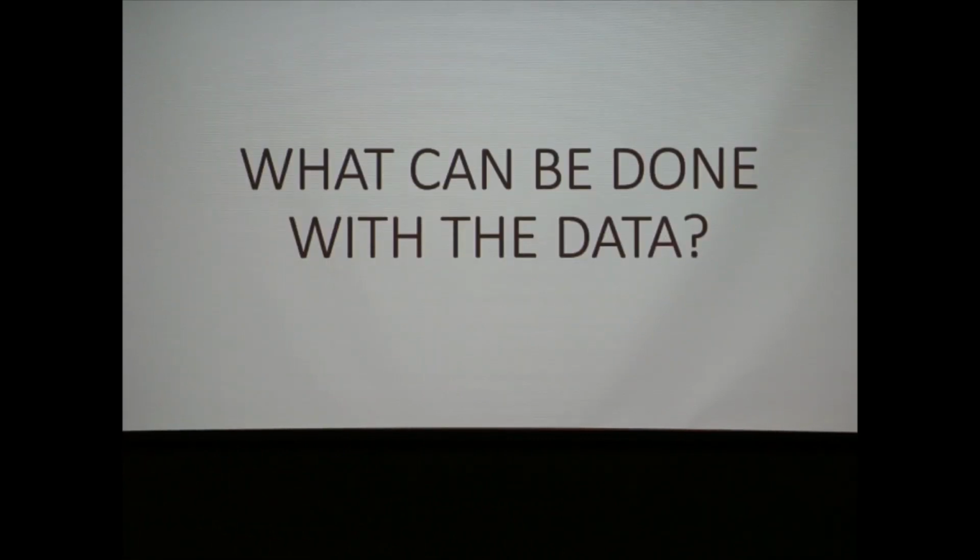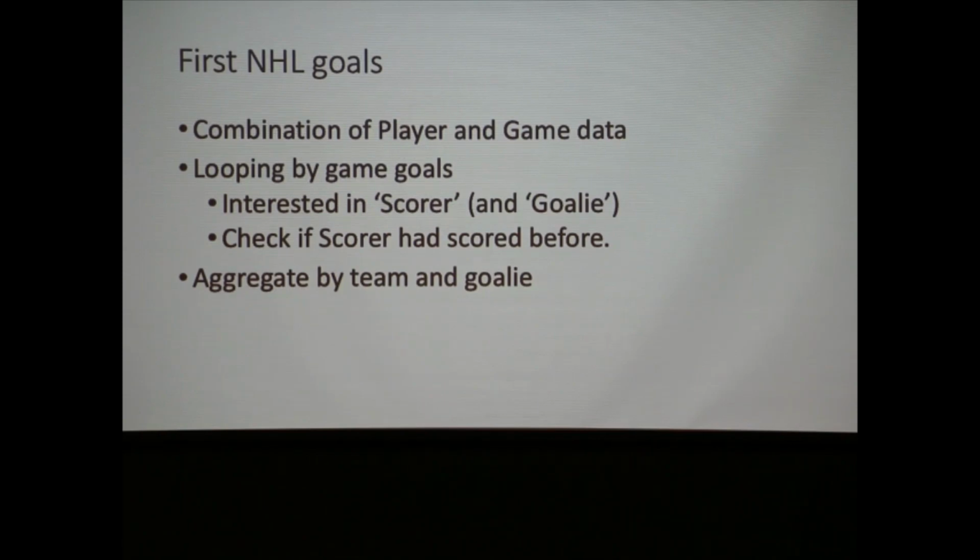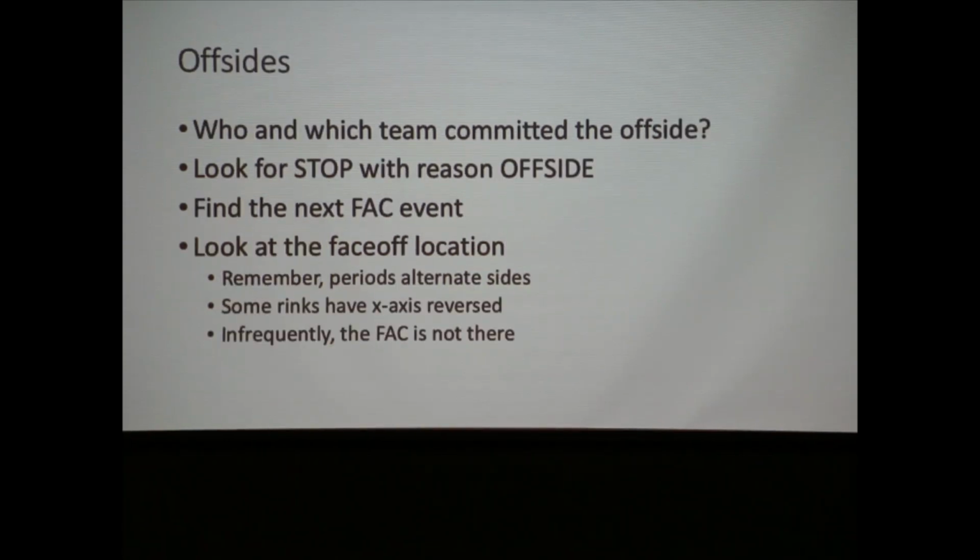And just a very, very quick overview of what can be done with the data. For example, you can gather statistics of ring repairs, which rings are getting repaired more. There's a stock event called ring repair. We can detect who scored an NHL goal against which team and which goalie. You can detect offsides, because there is a stop calling offside, and there are coordinates for the next face-off event, and then you can see which side of the red line the face-off is on.